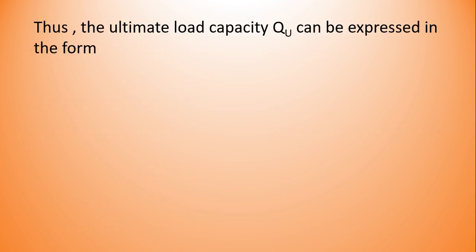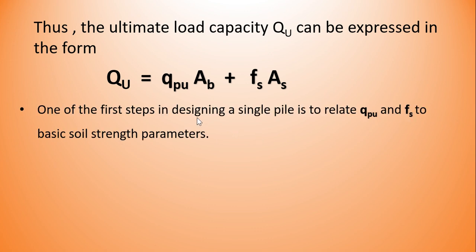Thus, the ultimate load capacity QU can be expressed in the form QU is equal to QPU AB plus Fs into AS. QPU AB is the ultimate point load, and Fs AS is the ultimate skin friction resistance. One of the first steps in designing a single pile is to relate QPU and Fs to basic soil strength parameters. Here the basic soil strength parameters are the cohesion and angle of internal friction.